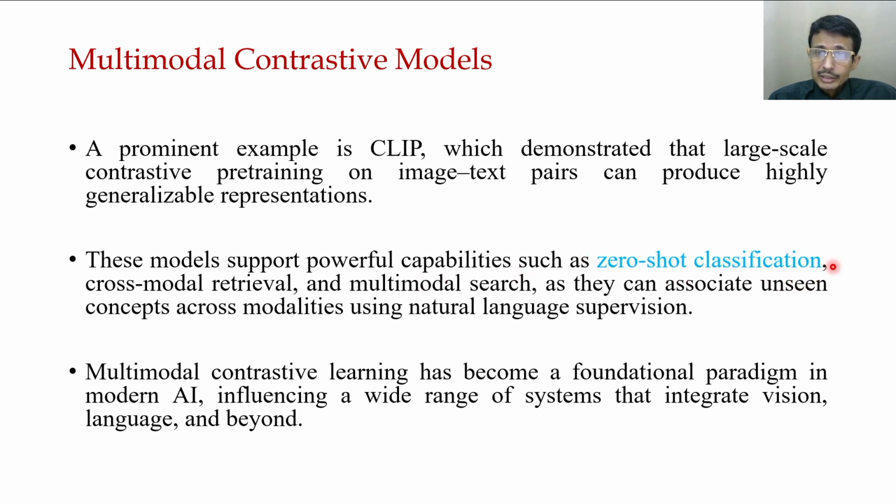Now what do we mean by zero-shot? We already know what is meant by zero-shot. That means that without having seen a single instance of a class, the model can classify that particular image at the time of testing as this particular class. The class we do know, but there is not a single instance of it at training time. Cross-modal retrieval means given an image, we can get some text, or vice versa. So given text, we can retrieve some image. Multimodal search, as they can associate unseen concepts across modalities using natural language.